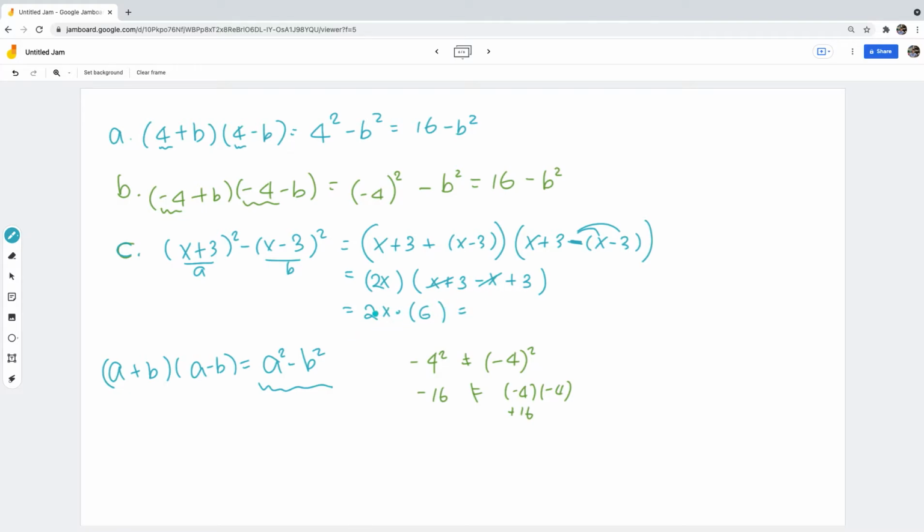So I see 2 times x times 6. I can use the commutative property there, so I have 2 times 6, 12 times x, 12x. Okay, so that is the answer.